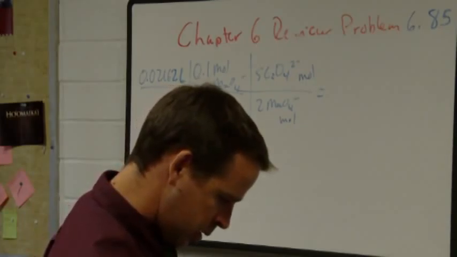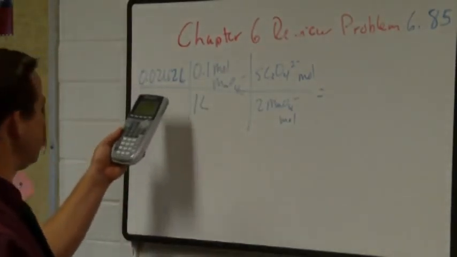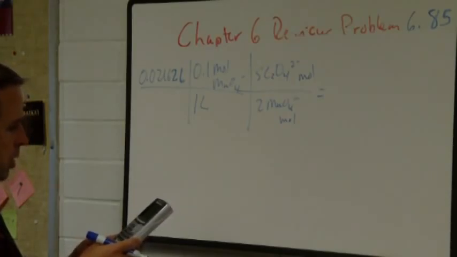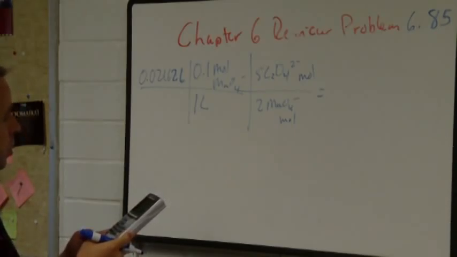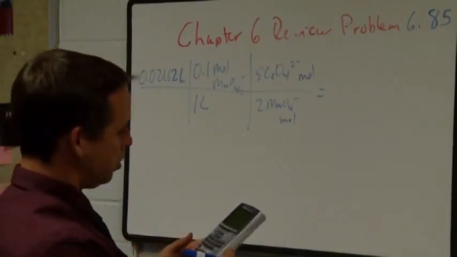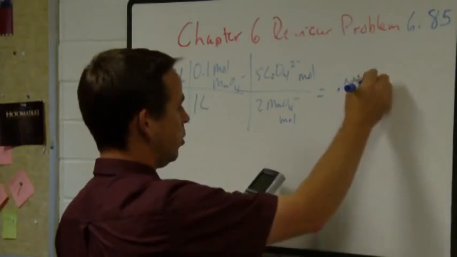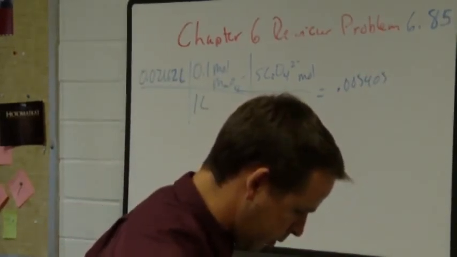That's weird that... Did I type that in right? Oh no, I didn't. I put 0.2162, not 0.02162, times 0.1 times 5 divided by 2. All right, 0.005405. All right, and that's the first one for 85A.